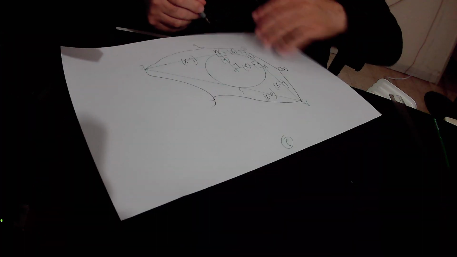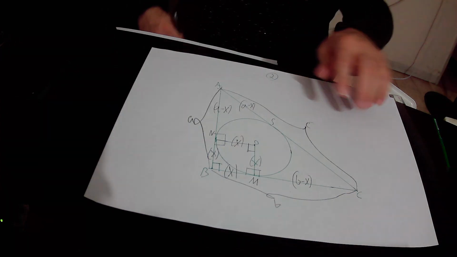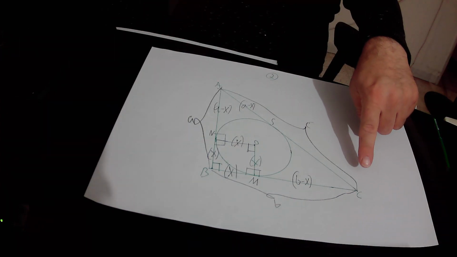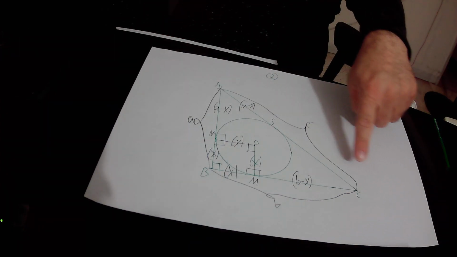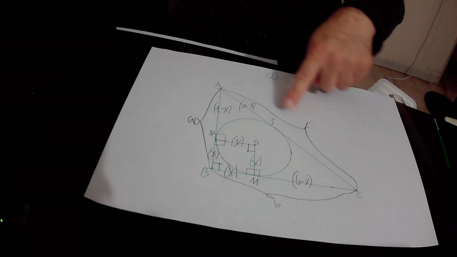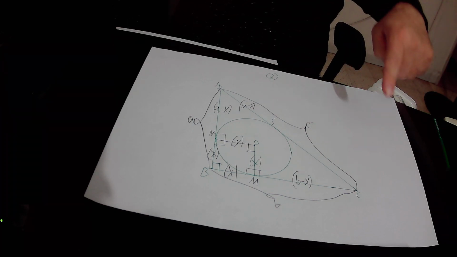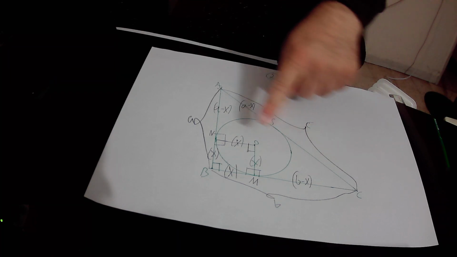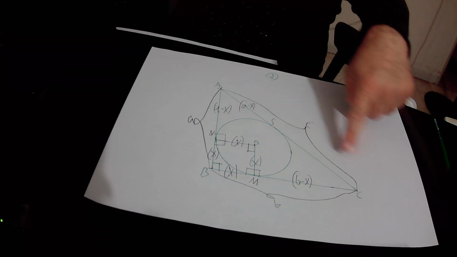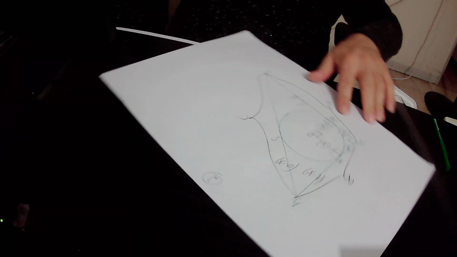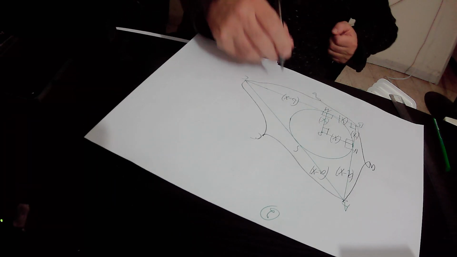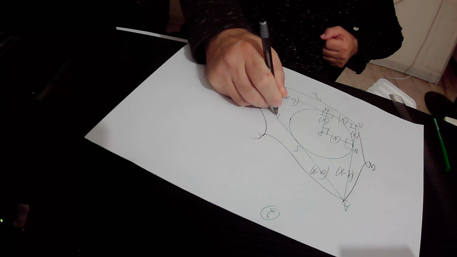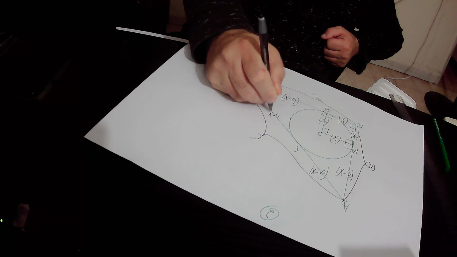Likewise, we focus on the common external point, point C. From point C, we have two tangents to this circle, tangent CM and tangent CS. And according to rule number 2, they are equal to each other. That is to say, CM equals CS. But CM equals b minus x, therefore CS must also equal b minus x. So we can write here that CS or SC is equal to b minus x.